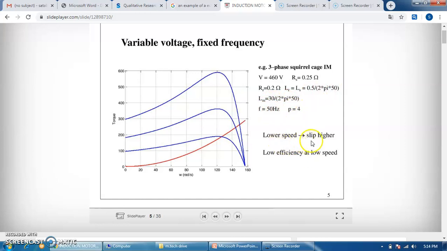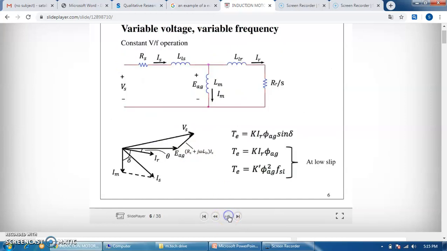Now for the lower speed, slip will be higher as per the graph. For the lower speed region, slip will be higher, and there is low efficiency at low speed. So this variable voltage, fixed frequency method doesn't yield very good results.